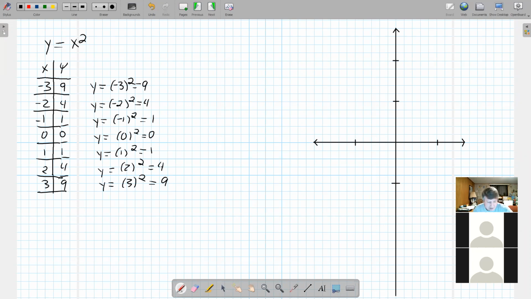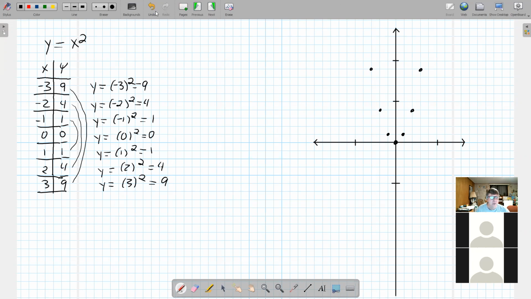All right, let's see what that graph would look like. So we'll plot some points here. And we've got -3, 9, -2, 4, -1, 1, 0, 0, 1, 1, 2, 4, and 3, 9. Notice something. Notice that the y values repeat themselves. We've got a 1 here and a 1 there, a 4 here and a 4 there, a 9 here and a 9 there. Do you see that?